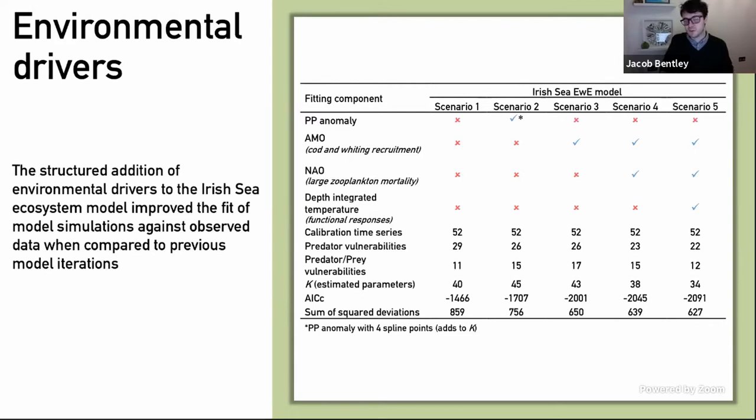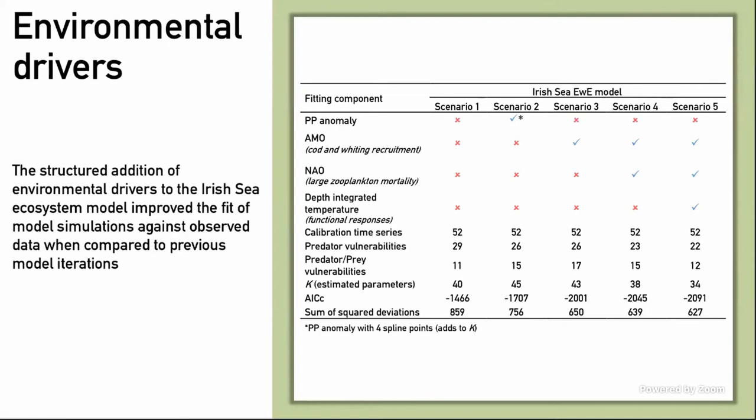Okay, Bia, did you want to ask about the splines? Yes, so I was curious about why you chose four splines for the primary production anomaly. Yeah, so that was estimated by the model.